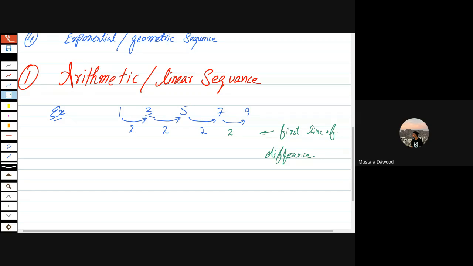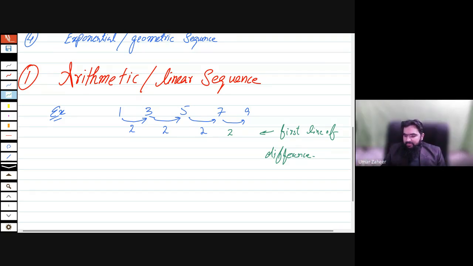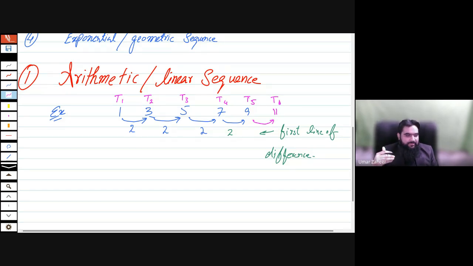No, sir. All right. Obviously, we have a sequence. In this one, you have the first term, known as T1, the second term T2, the third term T3, fourth term T4, fifth term T5. We have all of these terms. If I ask you to find the sixth term, you can easily find it by adding 2, you will get 11. But it is going to be difficult if I ask you to find the 100th term.